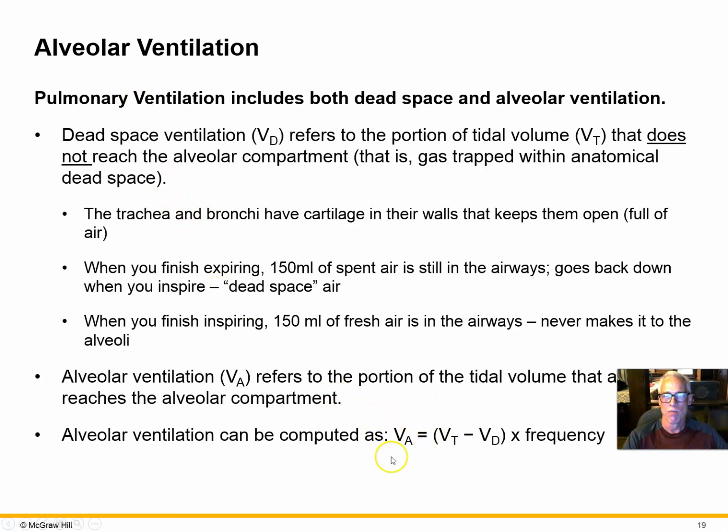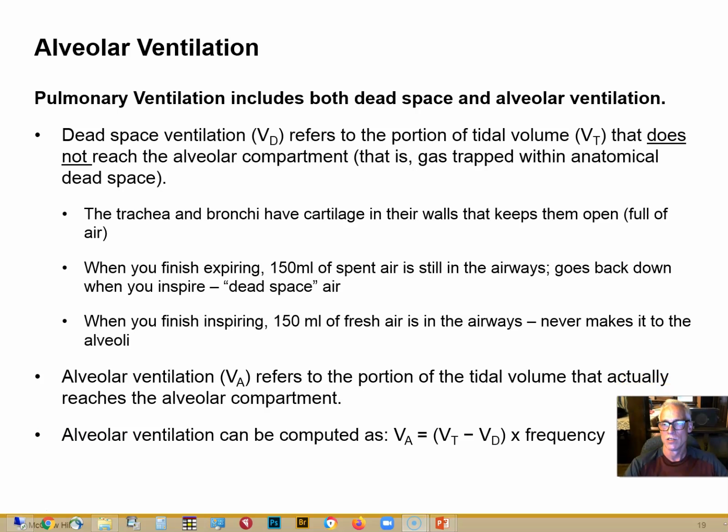We can figure that out by calculating the alveolar ventilation rate. So V dot with an A means alveolar ventilation, and we figure that out by simply subtracting the dead space away from the tidal volume and then multiplying times frequency. And now we know how much fresh air per minute is getting down into all the alveoli in your lungs, the alveolar ventilation rate. That's a very valuable metric to know.